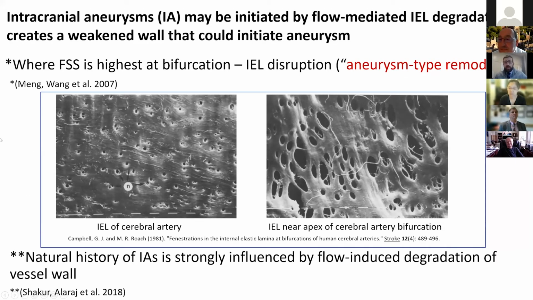In another instance, intracranial aneurysms have been long associated with hemodynamic factors. They tend to occur at bifurcations, and there is a lot of literature regarding the hemodynamic factors that cause this aneurysm type remodeling that leads to disruption of the IEL, expansion of fenestrations, and perhaps weakening of the arterial tissue, and that this may be a sort of predisposing factor into the development of these aneurysms.